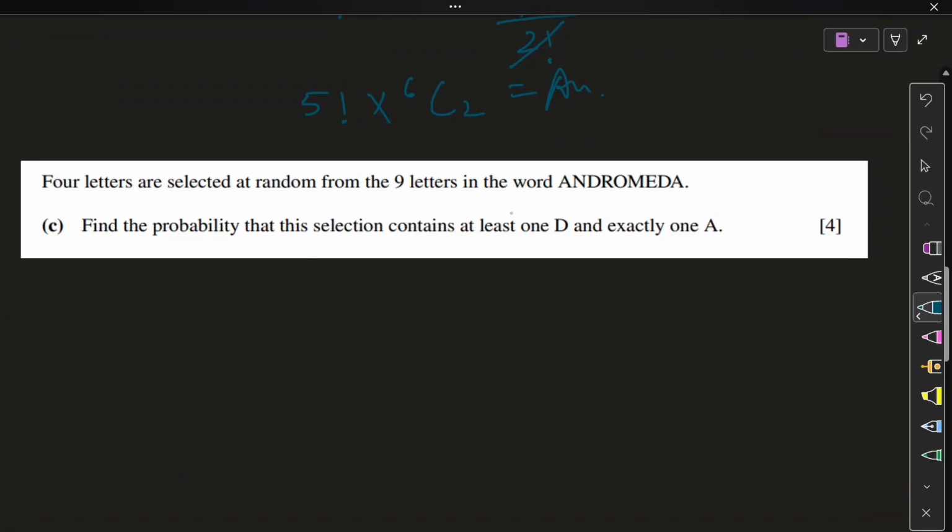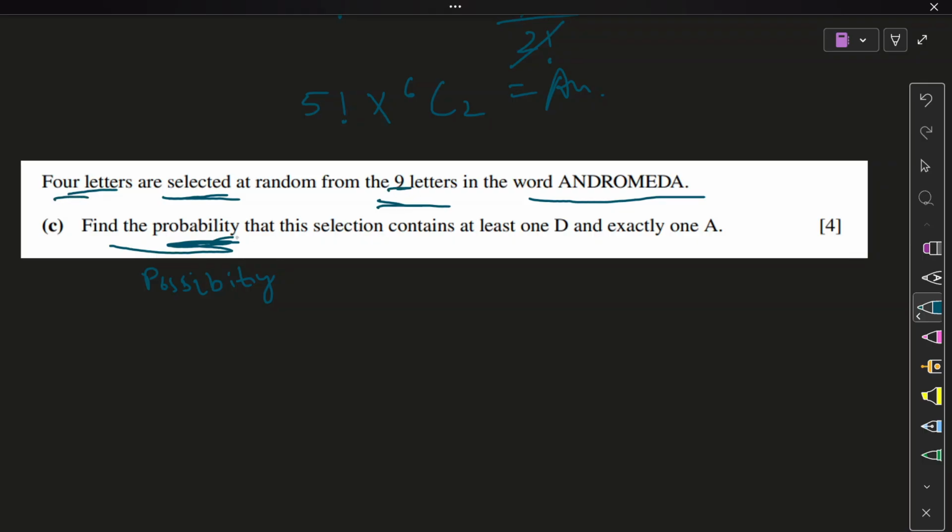All right, now this question: 4 of 9 letters are selected, and now they haven't mentioned whether they want the different selections or the possible selections. So keep that change in mind. Of the 9 letters from the word Andromeda, find the probability. What does probability mean, guys? Possibilities. So essentially, when they've only said to find the selections, you know you're going to use combinations. When you select 4 of 9, you already know you're going to use nCr.